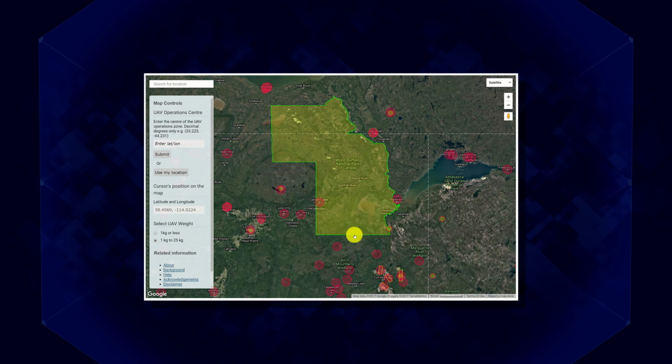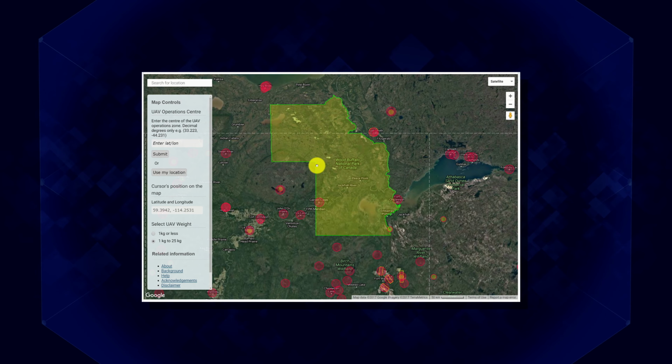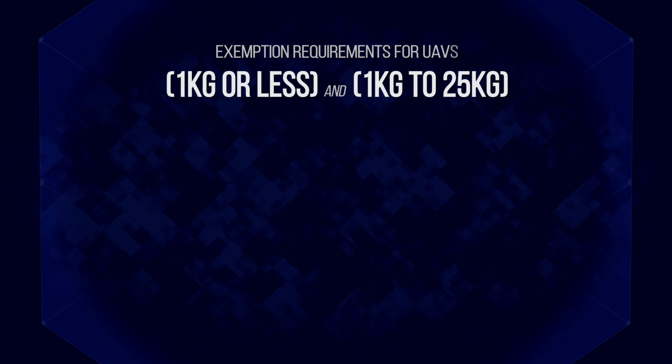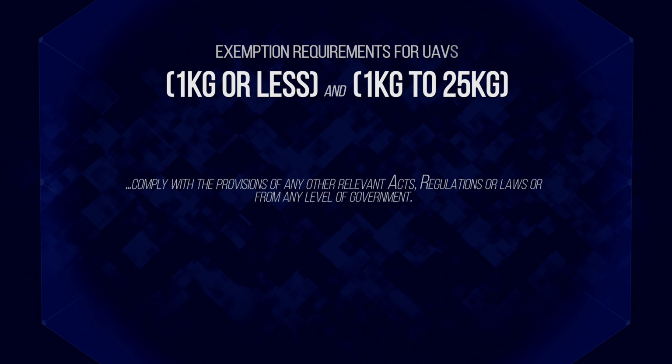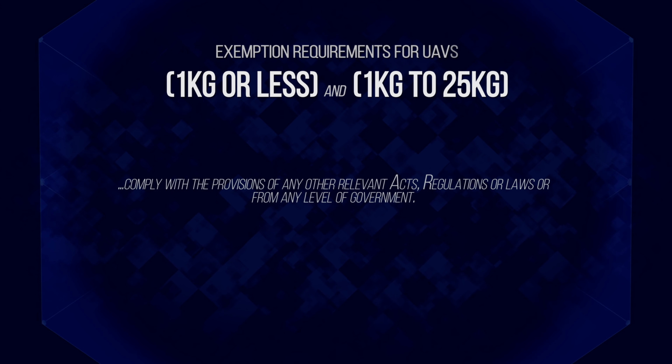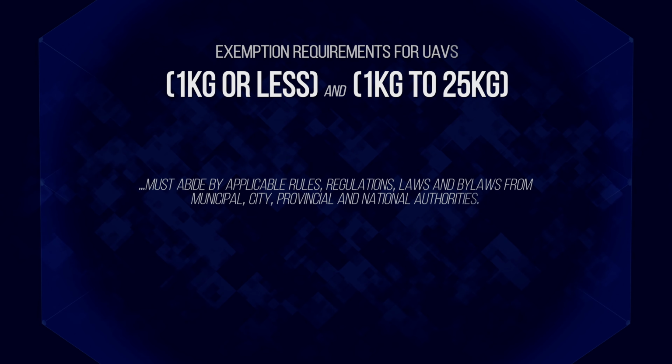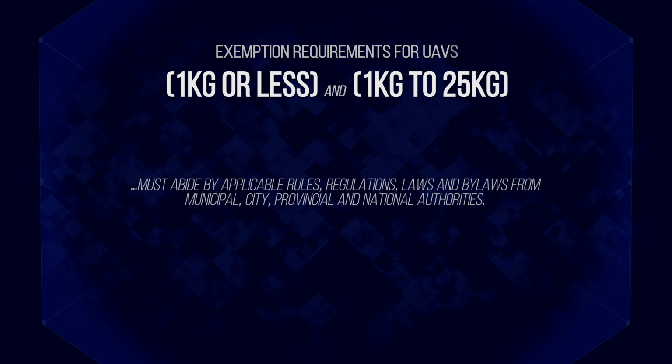Well, actually, in addition to the airspace and built-up area requirements, you also need to be outside of national parks airspace. This is indicated by the green polygon on the map. For example, we have the Wood Buffalo National Park here. Oh, I didn't know you couldn't fly in national parks. You certainly are not the only one. Also, many provincial parks, reserves, and municipal parks have similar requirements. That's what the exemptions mean by complying with the provisions of any other relevant acts, regulations, or laws from any level of government. That means there may be other provincial or local bylaws preventing UAV operations.